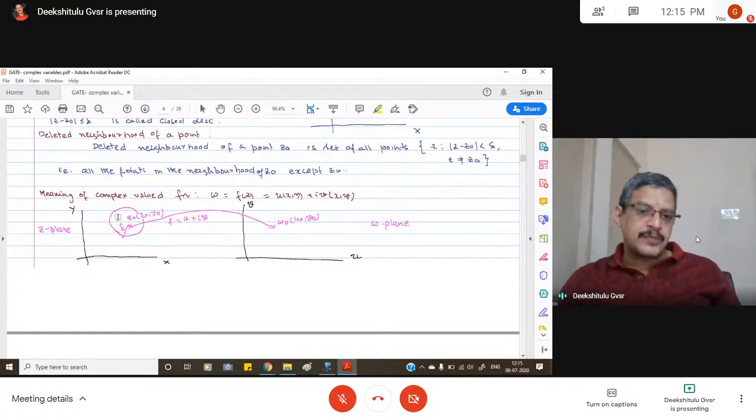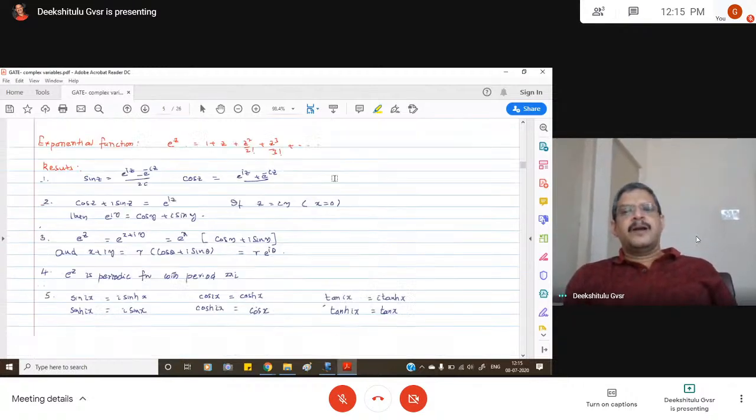Similarly, if you consider a small neighborhood around z naught, each and every point inside this circular region is mapped to some other point here, and then we get a neighborhood of w naught here. So this is what we mean.